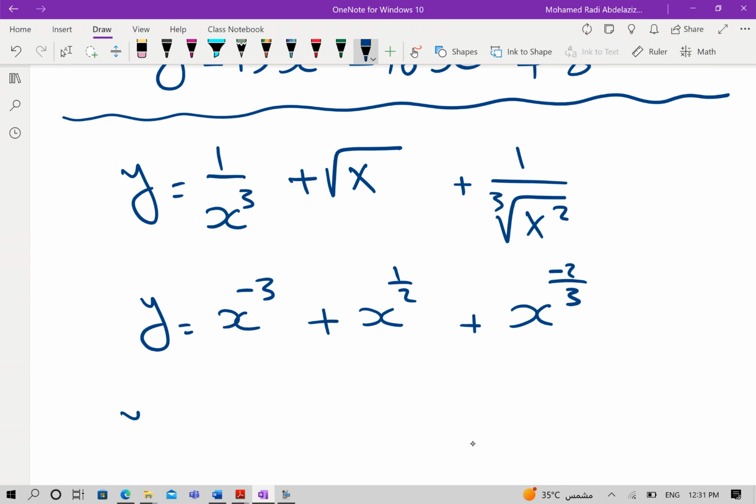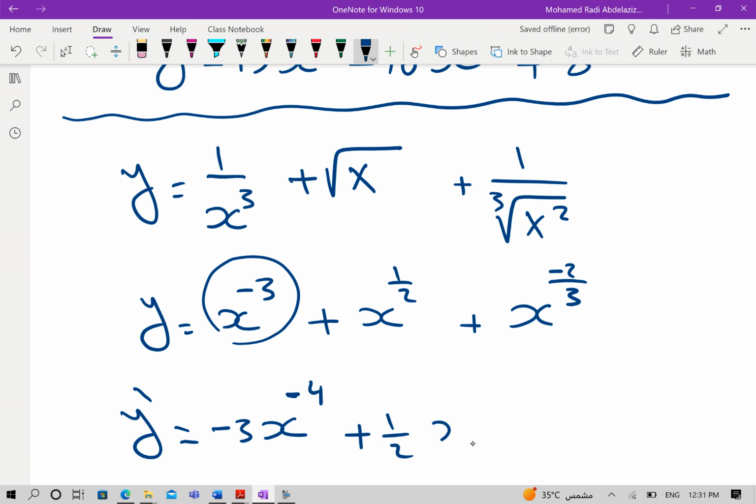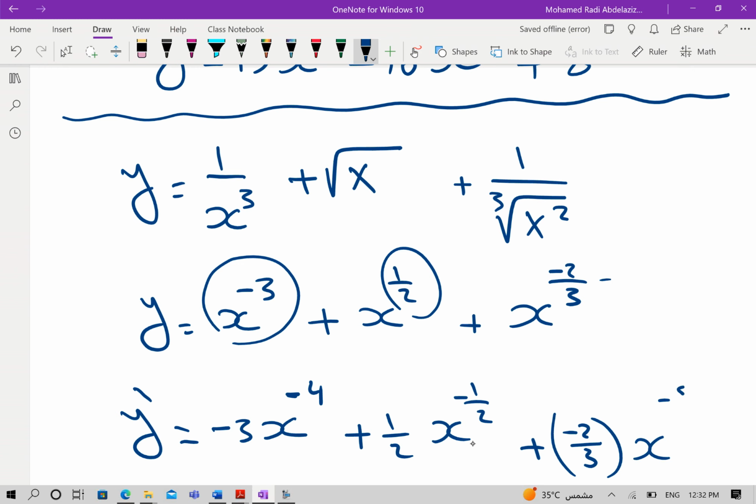Now we'll start to differentiate, y dash. Differentiation of x to the power of negative 3: drop the power, then minus 1, will be negative 4. Then drop the power, then minus 1. Half minus 1 is negative half. Plus, drop the power, negative 2 over 3, then minus 1 will be negative 5 over 3. Clear?